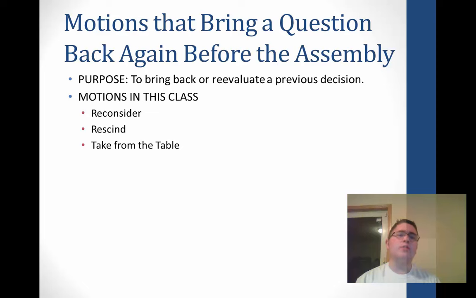Rescind is a motion where you bring something back, kind of similar to reconsider. However, you are simply trying to amend it or remedy it in some way. That one gets very dicey, so I wouldn't worry too much about it. I haven't had to use that too much outside of a competitive setting. And finally, take from the table is used in conjunction with the motion lay on the table. In order to take something from the table, it's got to be there. So take from the table is just a motion that you use when there's a motion on the table and you want to bring it up for discussion.